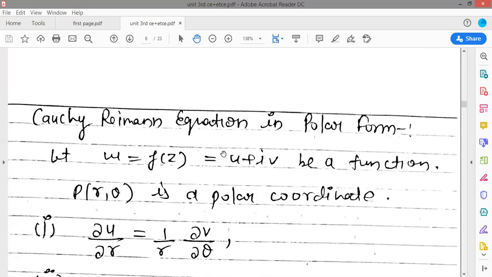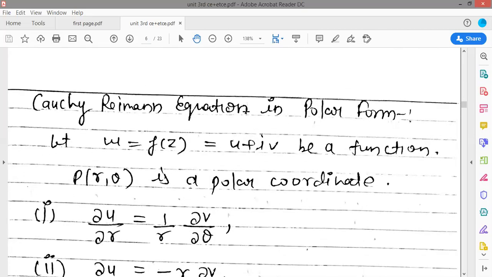Now the above equations are in Cartesian form, because the xy form is the Cartesian form. Now another equation: the Cauchy-Riemann equation in polar form. So what is polar form? That means r theta form. Let w is equal to f(z) is equal to u plus iota v be a function. We know this already. Now r, theta is the polar coordinate. So how will we change our Cartesian form into polar form?